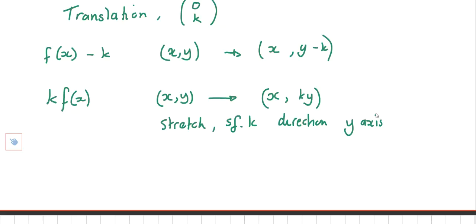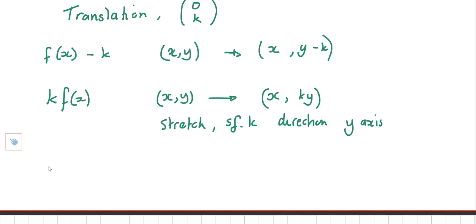Now can you see why the x-axis would be invariant? If the point was on the x-axis, what would the y coordinate be? 0. And if I had 0 for the y coordinate, k times 0 would still always be 0. Hence, if a point is on the x-axis, it will never move if I multiply it. It will move if I add or subtract.